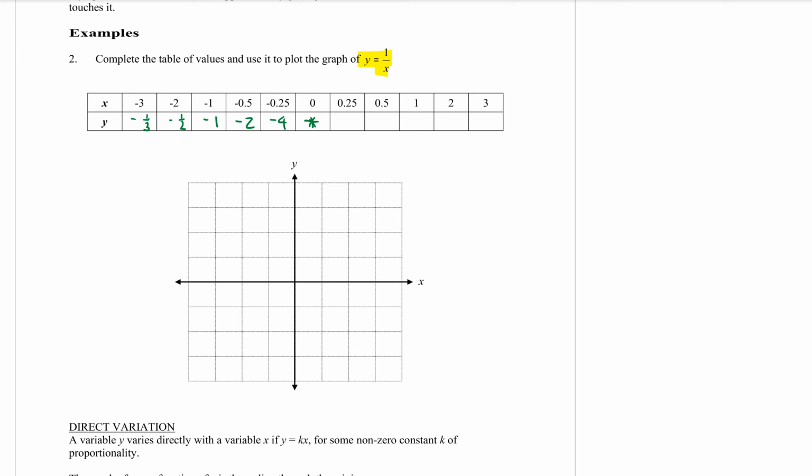If I sub in 0.25, 1 divided by 0.25 is 4, 1 divided by 0.5 is 2, 1 divided by 1 is 1, 1 divided by 2 is a half, and 1 divided by 3 is a third. So same values as before, but they're all positive because I don't have that minus sign in there. So sketching that, we are just going to be using a scale of 1 for both the x-axis and the y-axis.